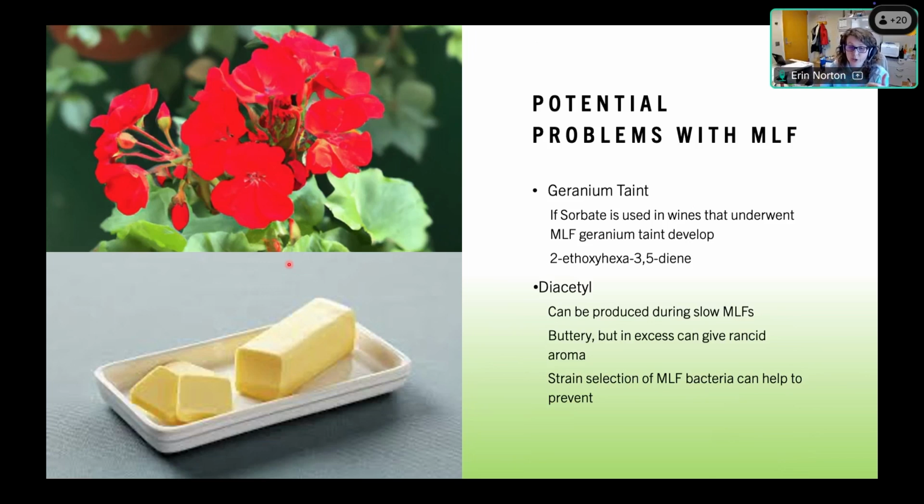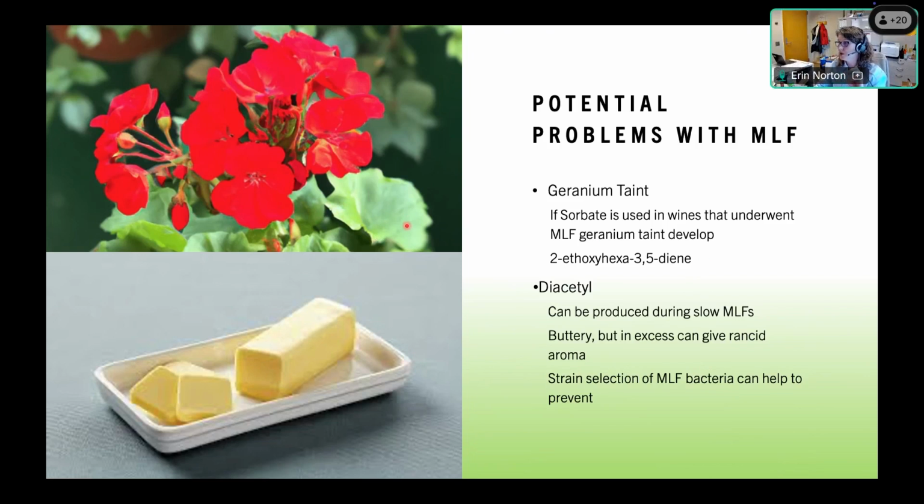But any bacteria present is going to convert the sorbate to this compound here called 2-ethoxyhexa-3,5-diene. What it smells like is geranium leaves. And I don't know about you, my mother loved to plant geraniums. I think they're easy to grow. They stink. They stink so much. And I'm really sensitive to it. And maybe you aren't, but I'm just warning you, I've seen many, many examples of geranium taint here in the Midwest. So don't use sorbate if you are going to do an MLF on that wine.